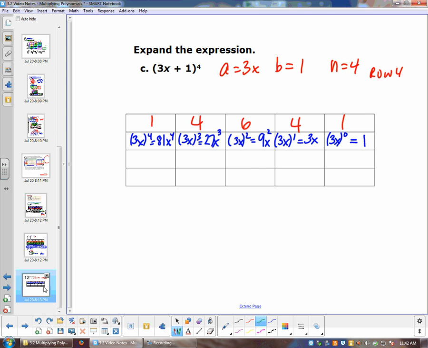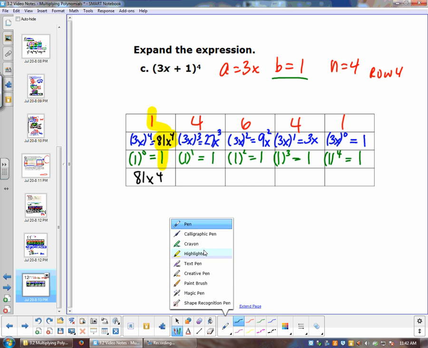Next up, we have b to the 1st. So I'm going to start off with 1 to the 0, 1 to the 1st, 1 to the 2nd, 1 to the 3rd, and 1 to the 4th. Well, 1 to the 0 power, anything to the 0 power is 1. 1 to the 1st is 1. 1 to the 2nd is 1. 1 to the 3rd is 1. And 1 to the 4th is 1. So we are already ready to multiply down. I'm going to take my first column here, 1 times 81x to the 4th times 1, which will just give us 81x to the 4th.